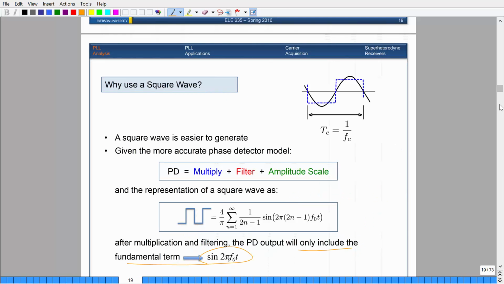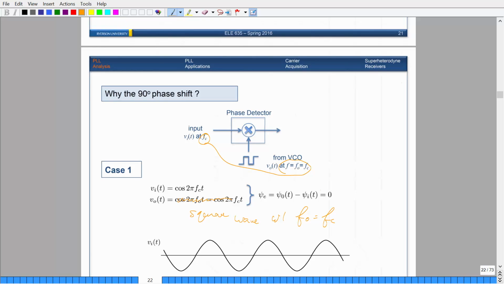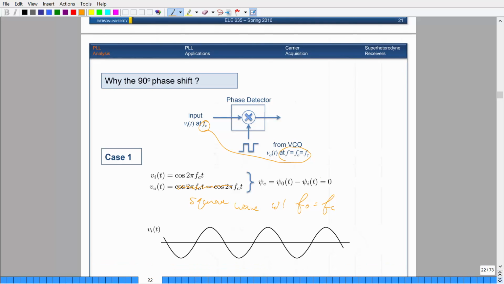There are so many images that it's a little slow here. But I would consider this to be a square wave with fundamental frequency of F naught. In this case, let's assume for now that you want to match them. That's what we wanted to set up initially, right? We wanted to make sure that the frequency coming in and the voltage-controlled frequency match up. Okay, that's fine.